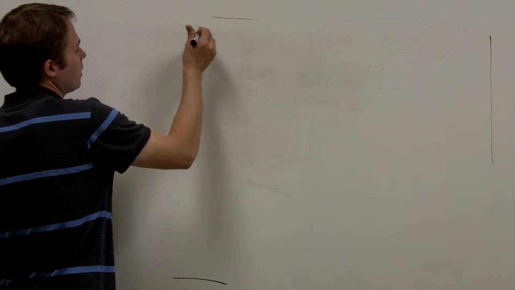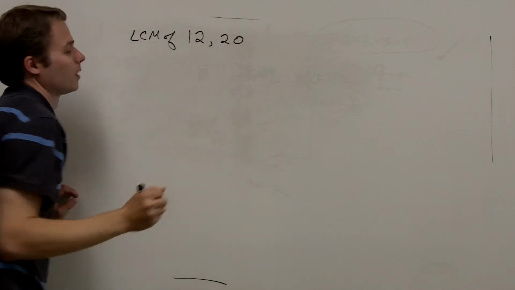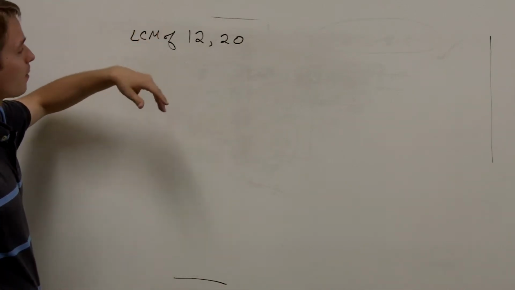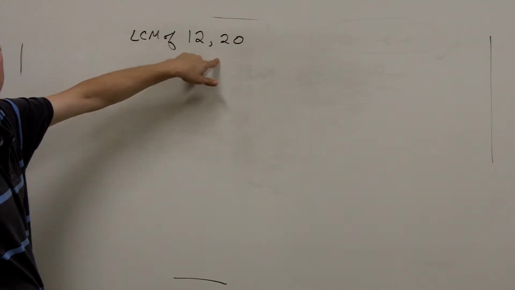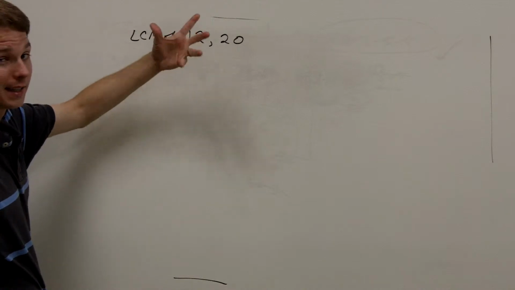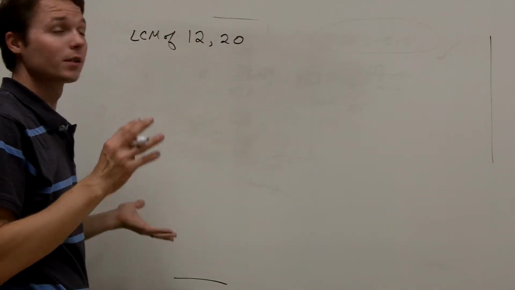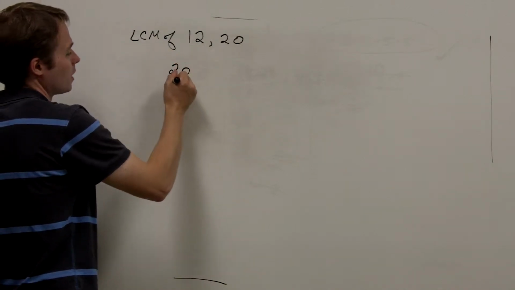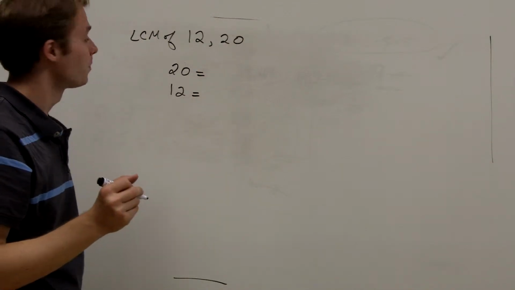Let's take a still not too bad example. Let's look at the least common multiple of 12 and 20. If I'm not 100% sure what the least common multiple is, I know if I multiply 12 times 20, that should be a multiple of both, but is that the smallest one? Well, the most efficient thing to do is to take both of these numbers and write them out as a prime factorization.